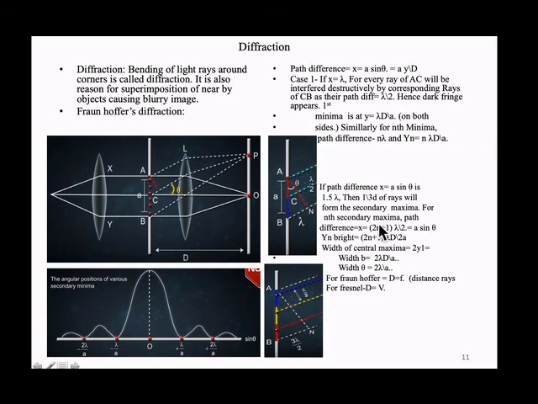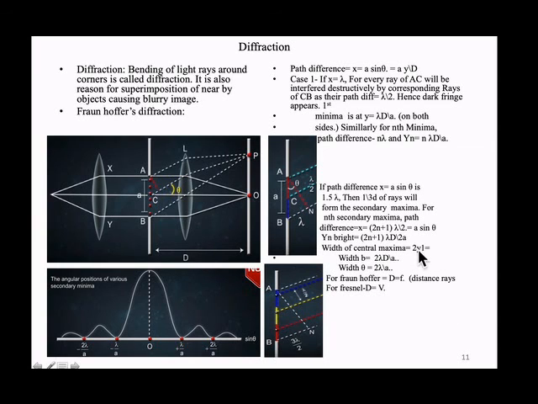For nth secondary maxima, x should be (2n plus 1) into lambda by 2. Then it becomes y by d. So y becomes (2n plus 1) by 2 into lambda d by a.